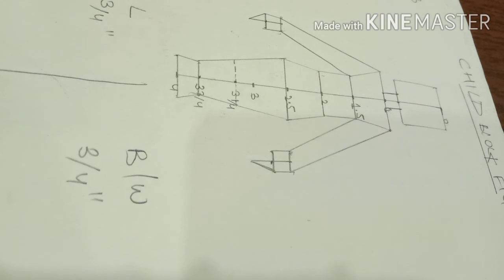Here it is, the child block figure of 3 to 4 years with proper measurement. This is very easy and simple.